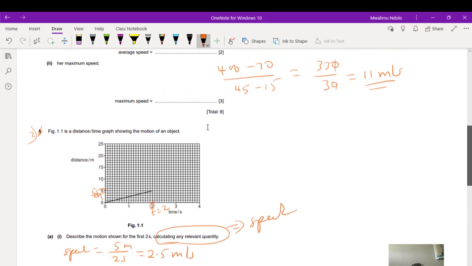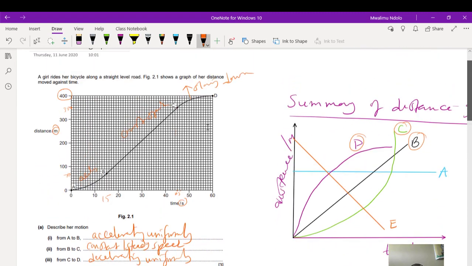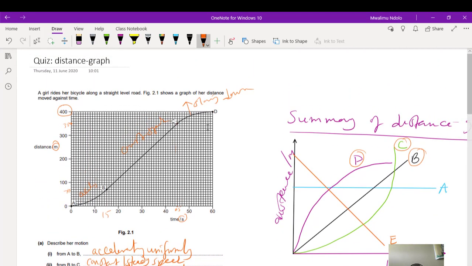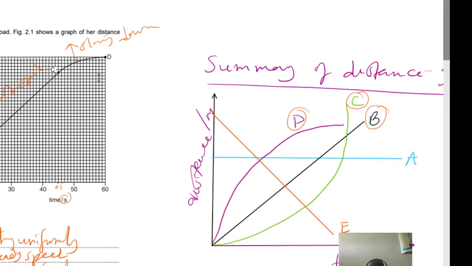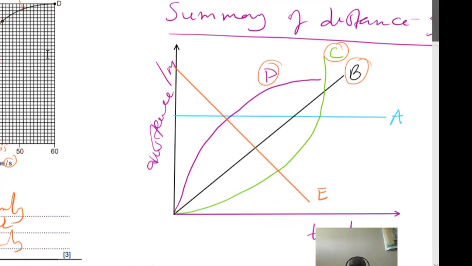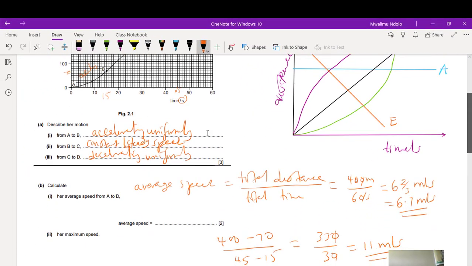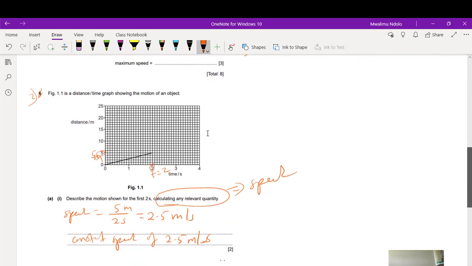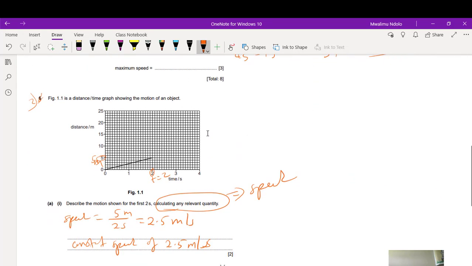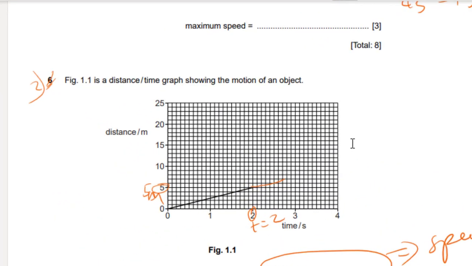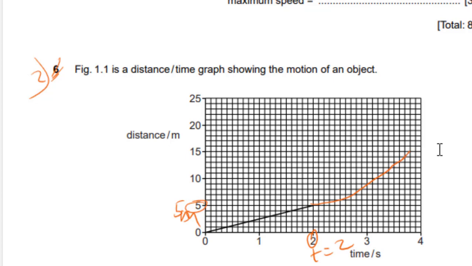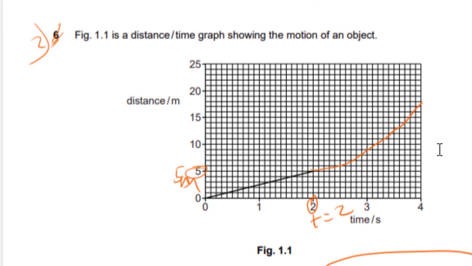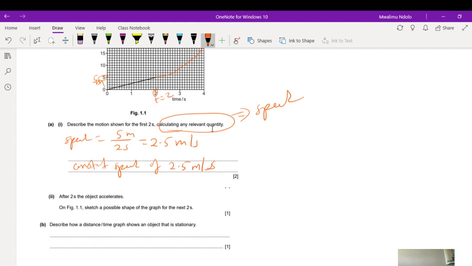So if you look at this graph here that I showed you earlier, this graph C here represents a body that is moving at increasing speed, or accelerating. So for the next 2 seconds, we're just going to have a graph whose gradient is increasing up to that point. It must be a smooth graph where the steepness is increasing.